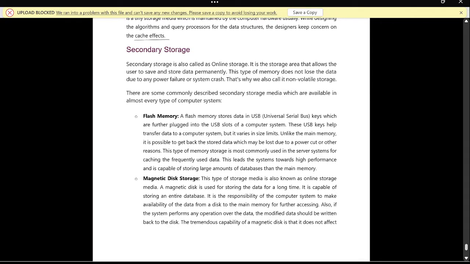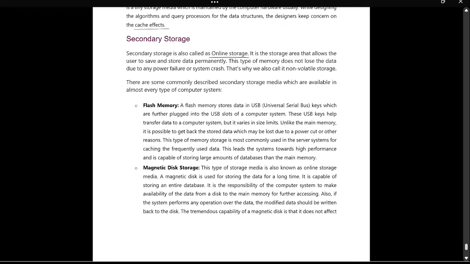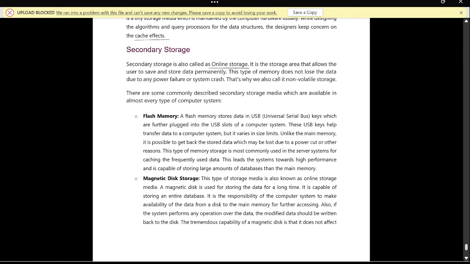Secondary storage is also called online storage. Here we are going to save data permanently, and there is no loss of data, so this is called non-volatile. What kind of data do we store in secondary memory? Permanent storage will be there in the secondary storage.